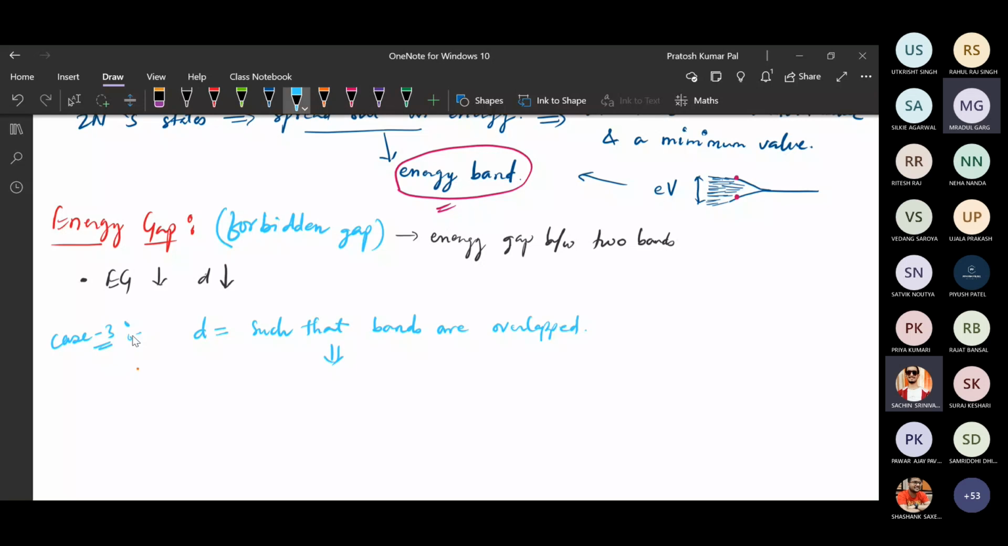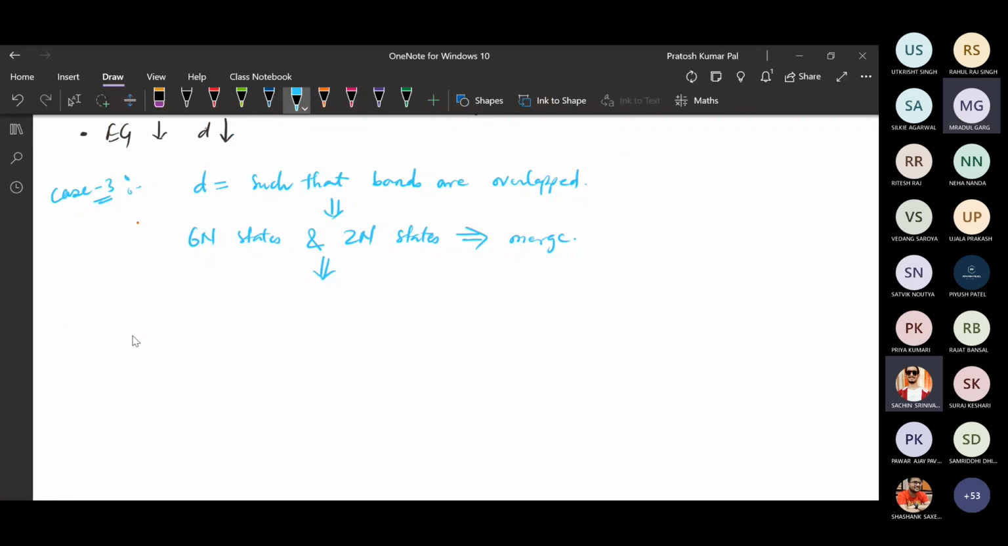In that case, the 6n states and the 2n states will merge. After these two merge, the total will be 6n plus 2n, that means 8n states.